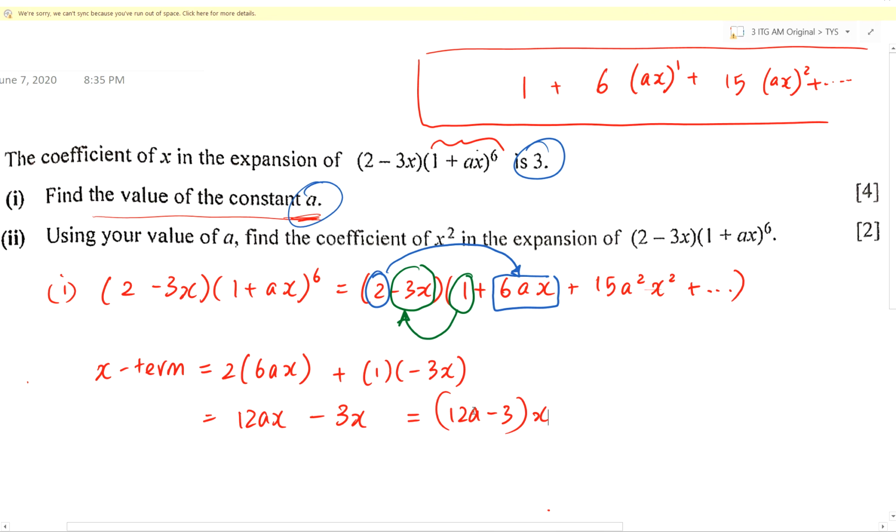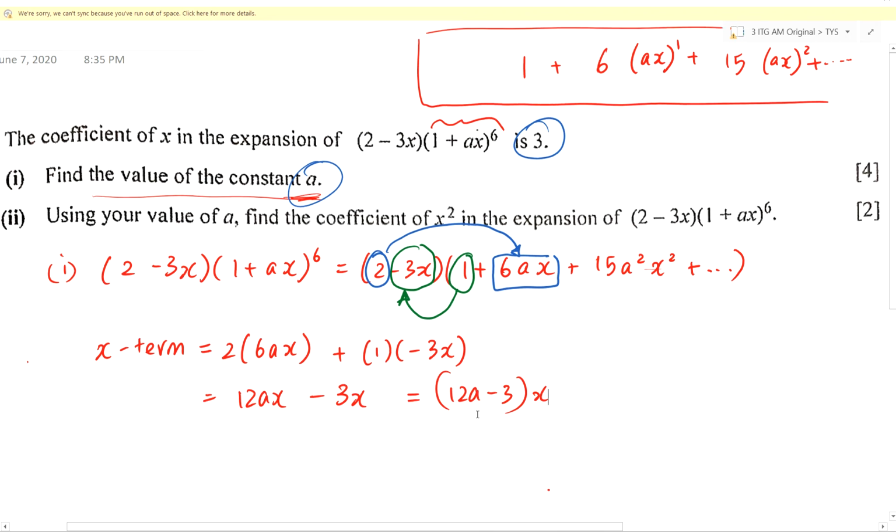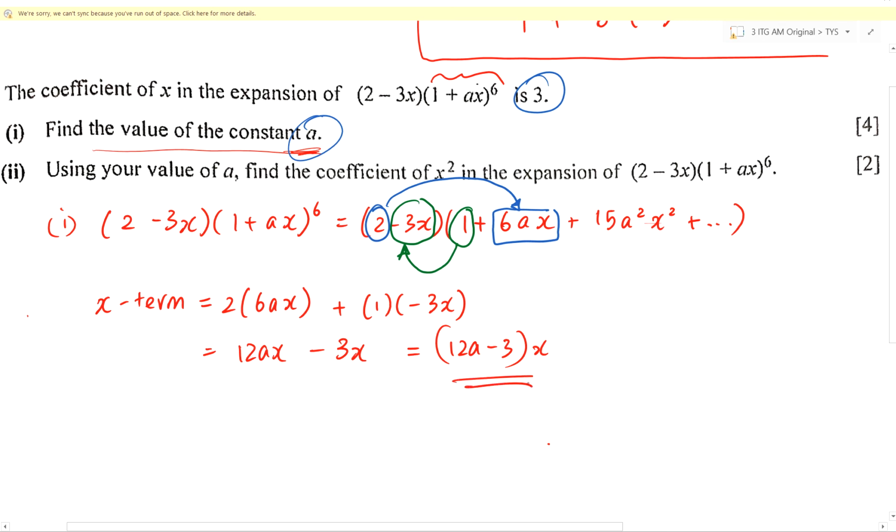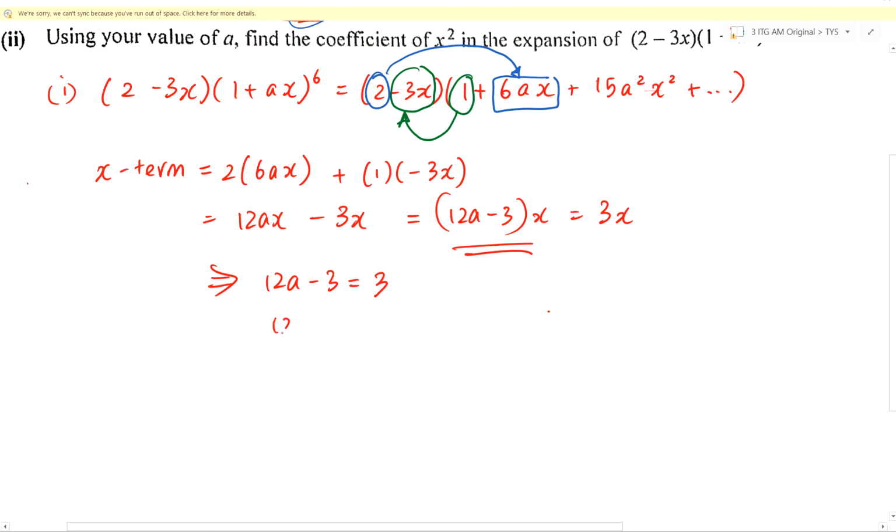So in the question they say that the coefficient of x, this is our x term, is 3. Therefore, 12a minus 3 has to be equal to 3. 12a is 6, a must be half.